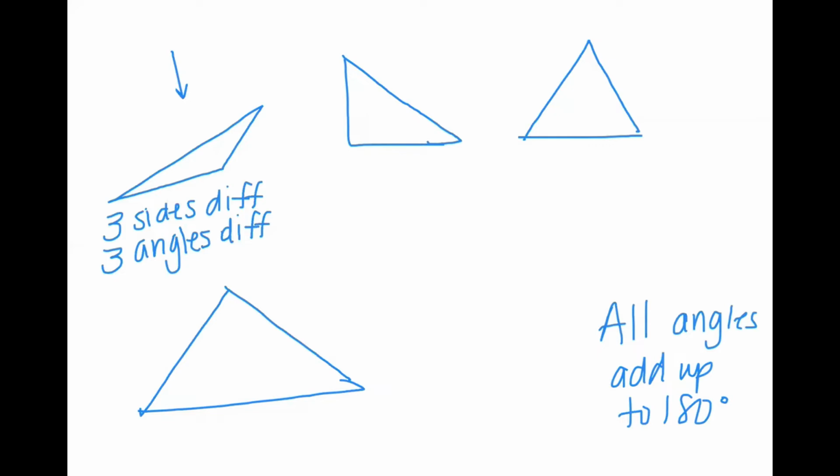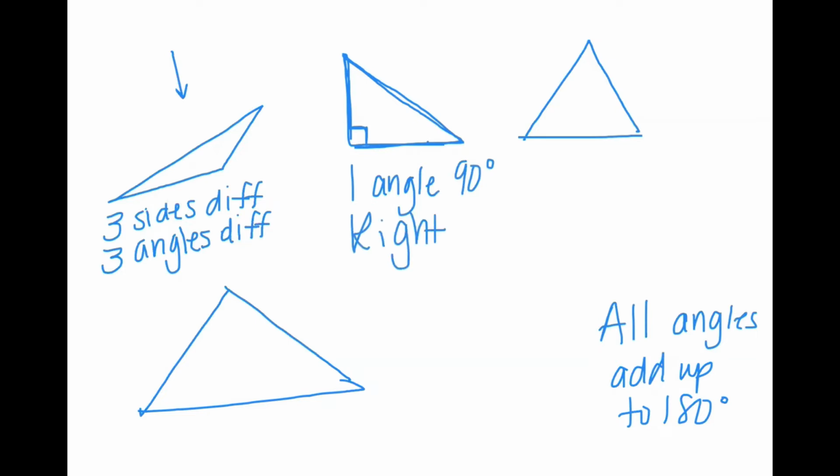In a right triangle, it doesn't matter what's different or the same. What matters is that one of the angles is 90 degrees. Okay? One angle is 90 degrees. And this is a right triangle.